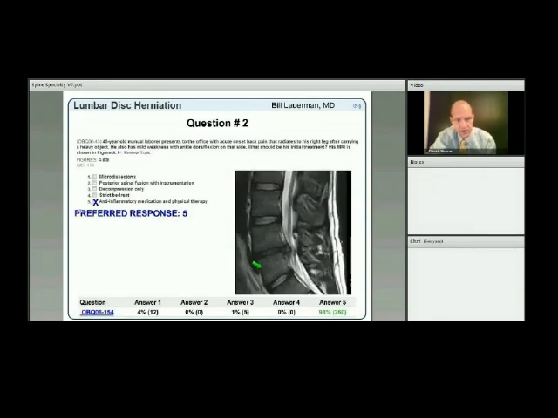Going back to the question, we had a 45-year-old with acute onset pain and a little bit of weakness in his ankle dorsiflexion. What should be the initial treatment? Again, as we just said, you want to proceed with non-operative management initially for at least 6 weeks. The best answer is anti-inflammatory medications and physical therapy. The majority of you got that correct, which was answer 5. Some of you selected answer 1, microdiscectomy. You're probably thrown off by the ankle weakness, thinking he had a neurologic deficit. Mild weakness is nothing concerning, and it's certainly not an indication for emergent surgery.